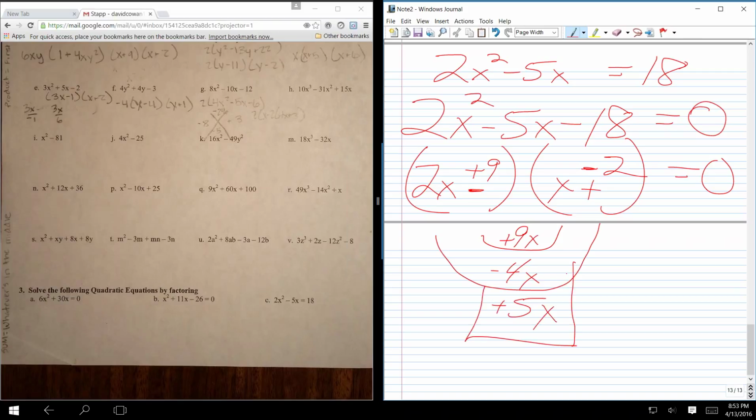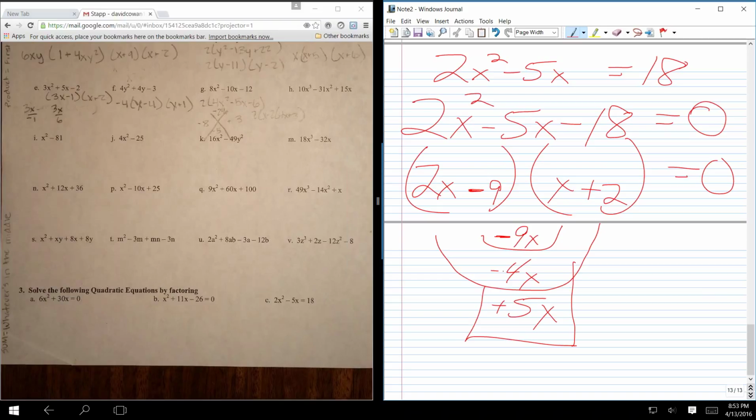Now we got the right number, but the wrong sign. Well, to get the right number and the wrong sign, all I have to do is move the 9 down to there and the 2 down to there, erase those, and there's your answer. The middle is going to be minus 9x.